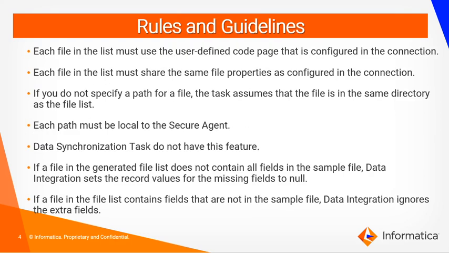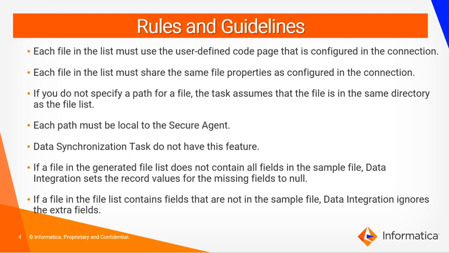Rules and guidelines to be noted. Each file in the file list must use the user-defined code page that is configured in the connection. It would be common to all the files that we will be referring to in the file list. Each file in the list must share the same file properties as configured in the connection. If you do not specify a path for a file, the task assumes that the file is in the same directory as the file list. Each path must be local to the secure agent.